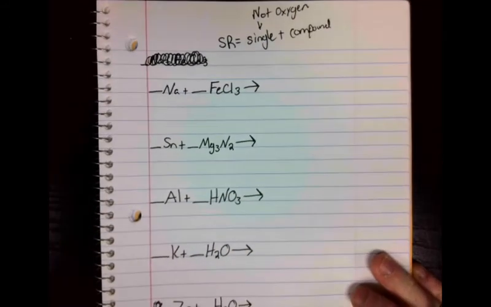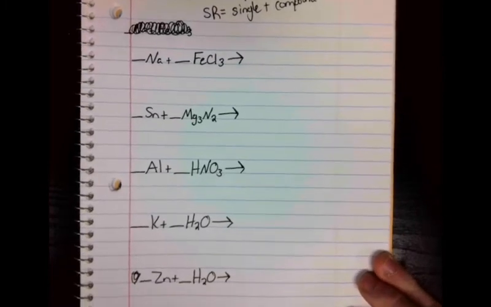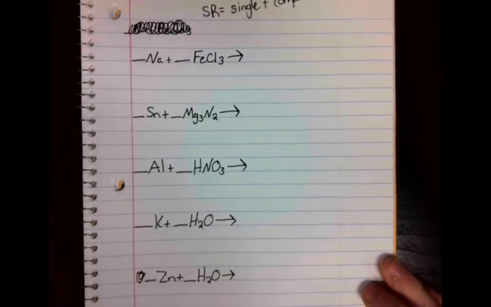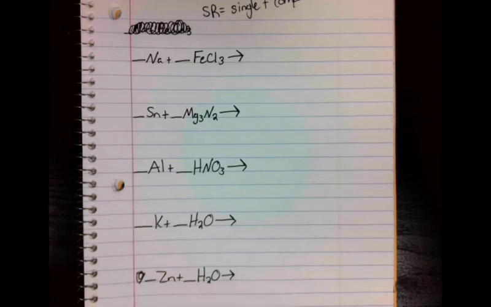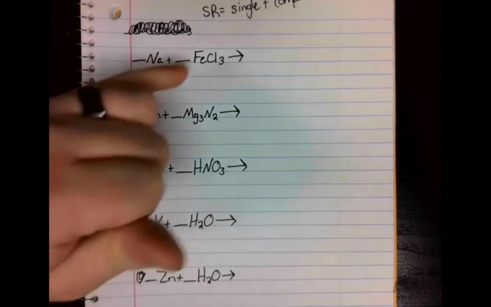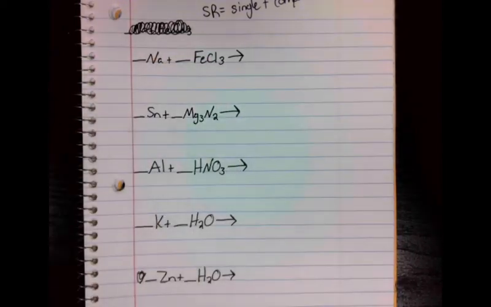The last type of reaction we're going to look at involves oxygen by itself reacting with another type of compound. So anything that's by itself other than oxygen, and if it's plus something that is in a compound.